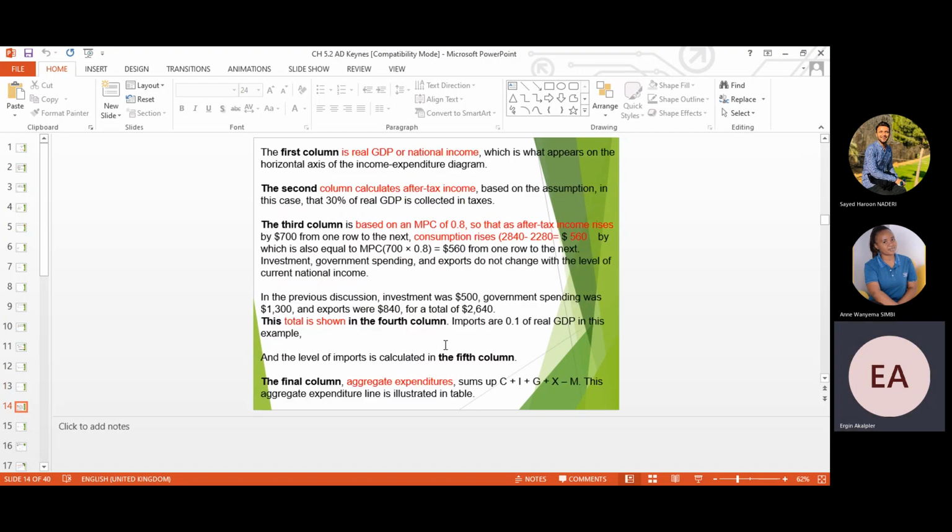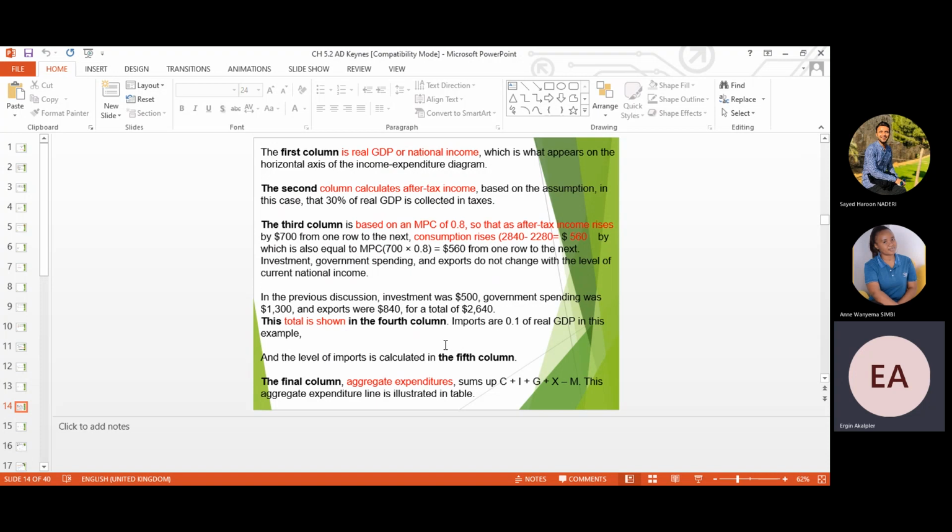Okay, and in the previous discussion, investment was 500, government spending was 1,300, and export was 840, and in total it makes 2,640. This total is shown in the fourth column. Imports as 0.1 of the real GDP in this example is given. Therefore, the level of imports is calculated in the fifth column, and the final column, aggregate expenditure, is the summation of consumption, investment, governmental expenditure, and net export, so-called export minus import.